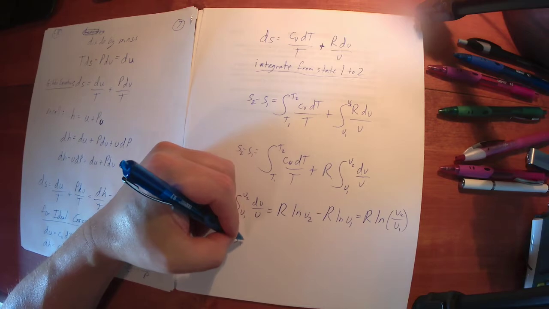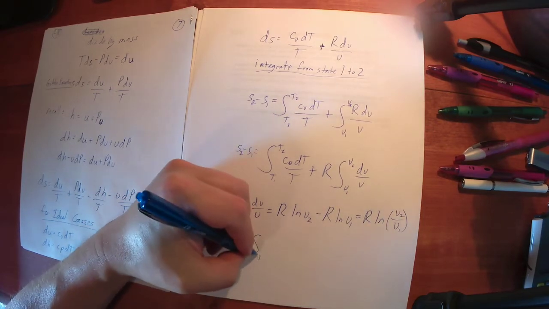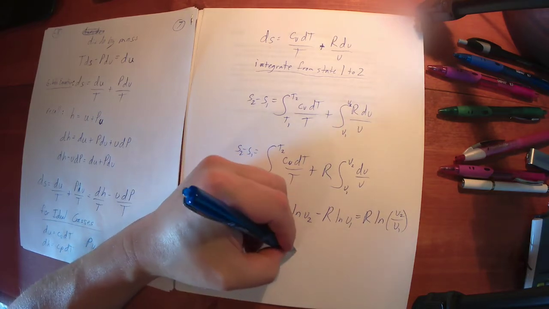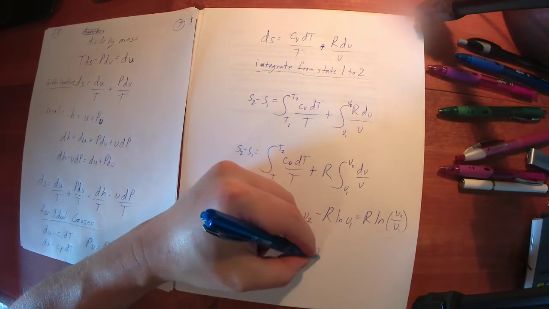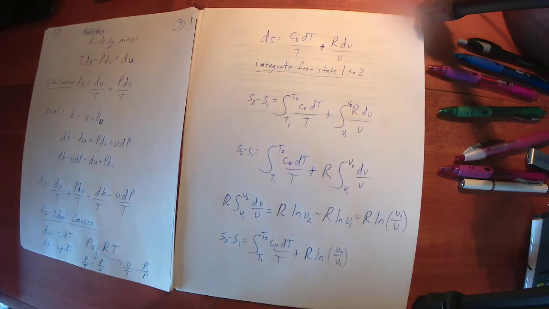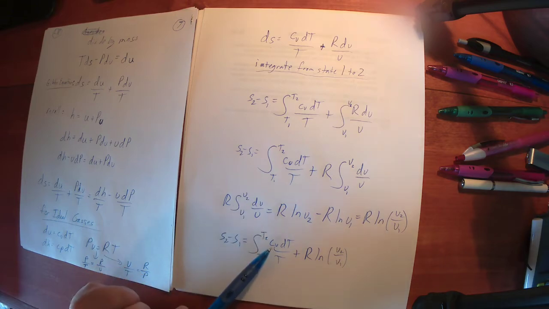So what do we got then? Let's say s2 minus s1 is equal to the integral from T1 to T2 of C sub v dT over T plus R ln v2 over v1. Now what do we do with this? Well, remember when we first introduced specific heats for ideal gases, we said they're pretty constant, honestly. If you assume an average temperature and use C sub v at the average temperature, you're going to get pretty close to the same estimate as you would if you assumed it was variable.